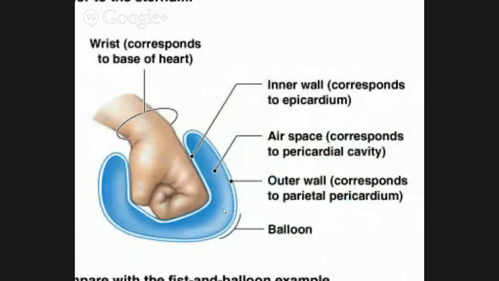If you're having trouble visualizing what this membrane is, this picture shows a balloon that's mostly deflated. And if you put your fist into that balloon, and your fist is about the size of the heart, the balloon will wrap around your fist, and there will be some of the wall of the balloon that's actually touching your skin, and then it folds over and part of it is on the outside. And that represents the two layers. So the inner versus outer walls here correspond to the visceral pericardium and the parietal pericardium.